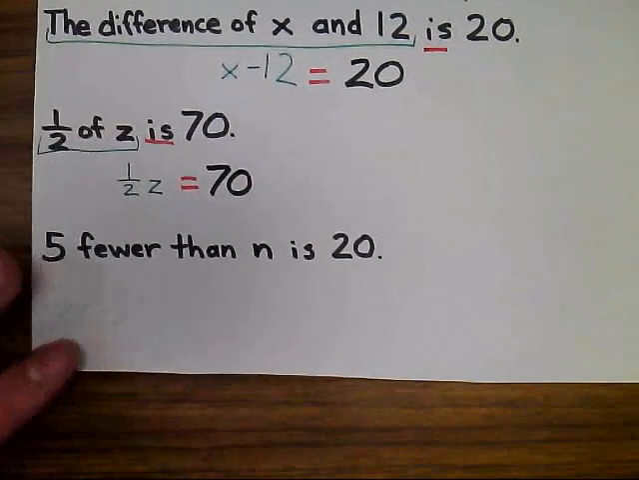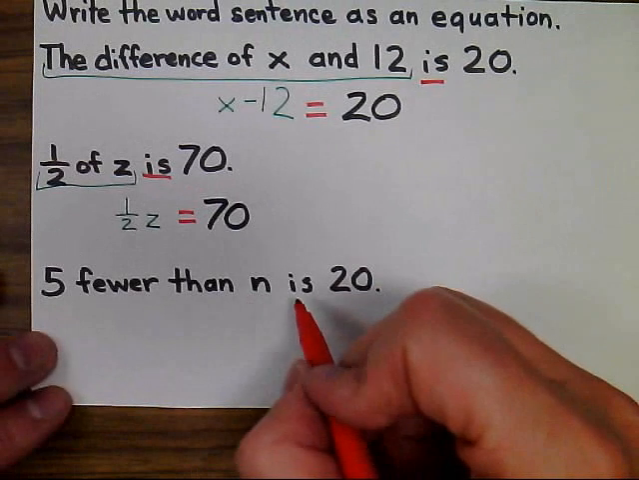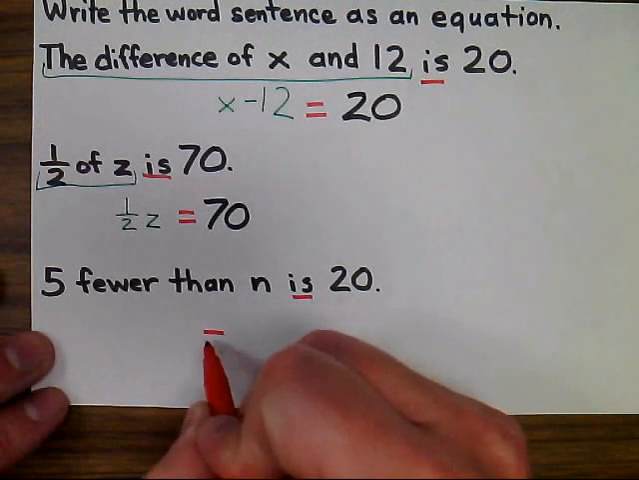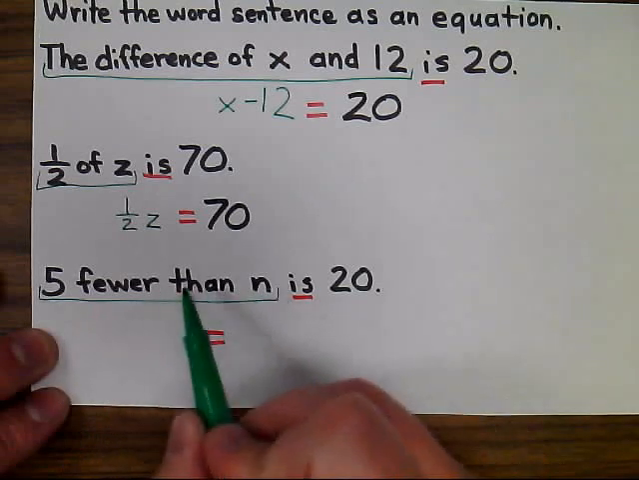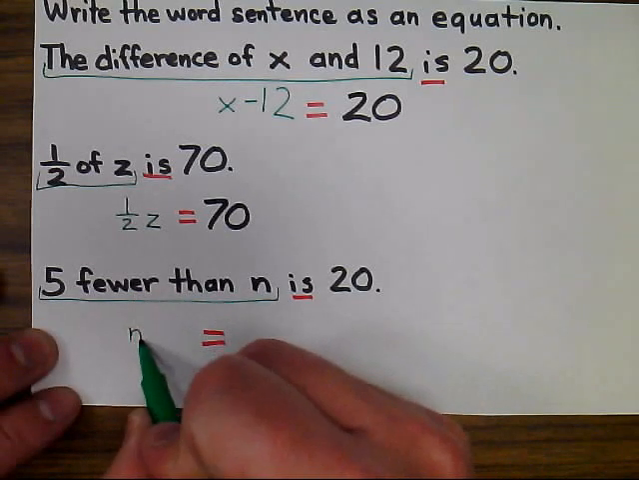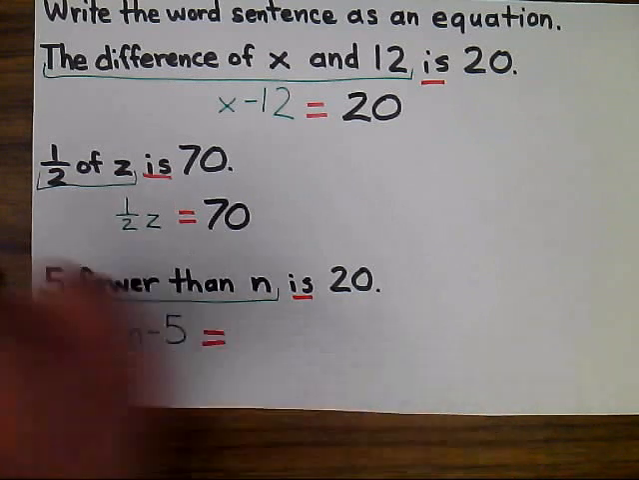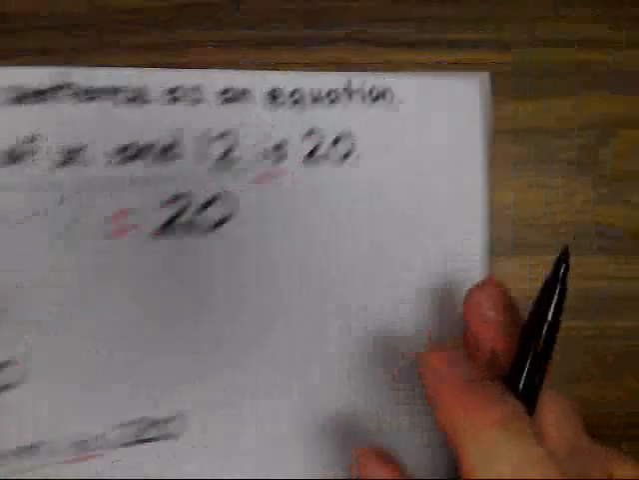And then for the last example, 5 fewer than n is 20. I'm going to go ahead and underline "is," that indicates my equal sign. And 5 fewer than n, "fewer than" was one of those phrases that switches the order, it means subtract, so it's going to be n minus 5, and then finally the 20. So those are good examples of writing word sentences as an equation.